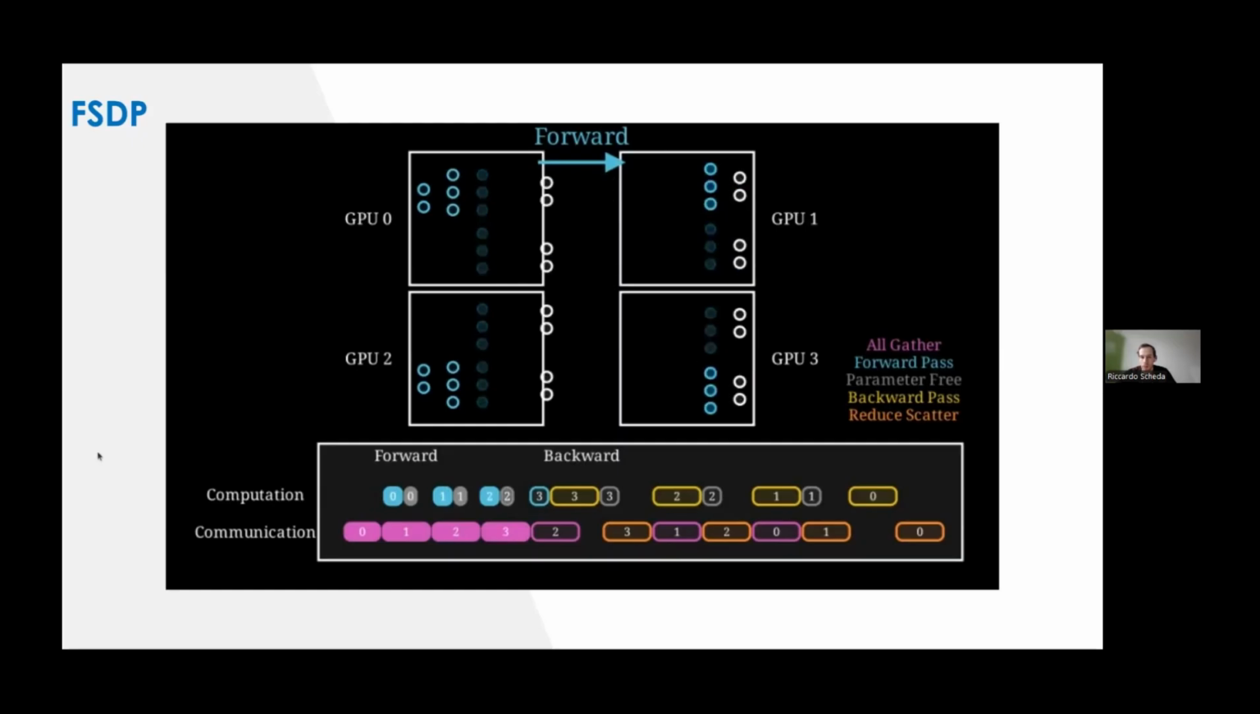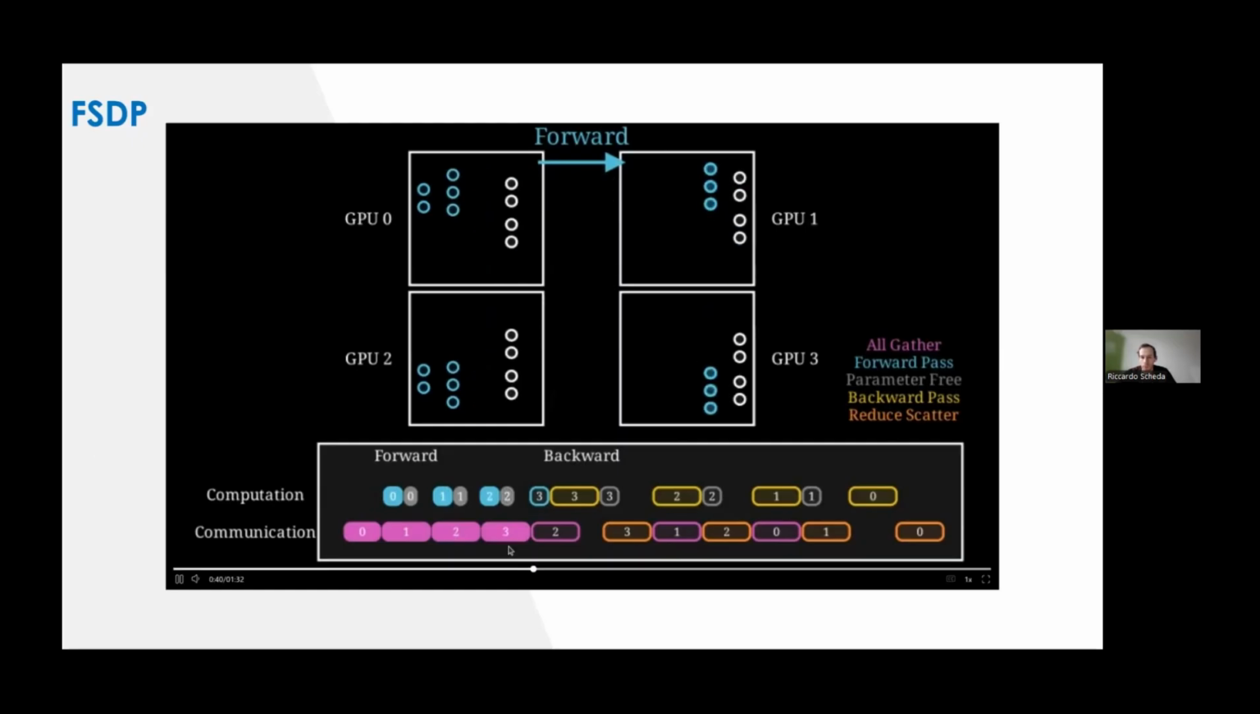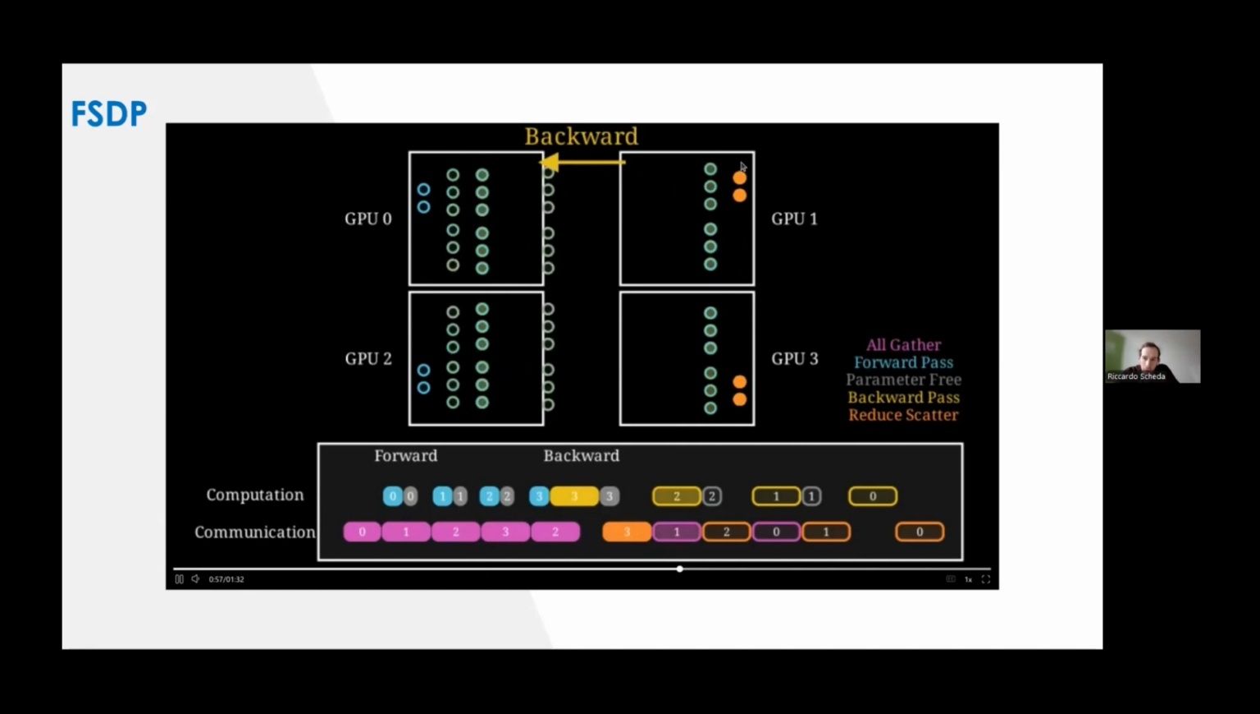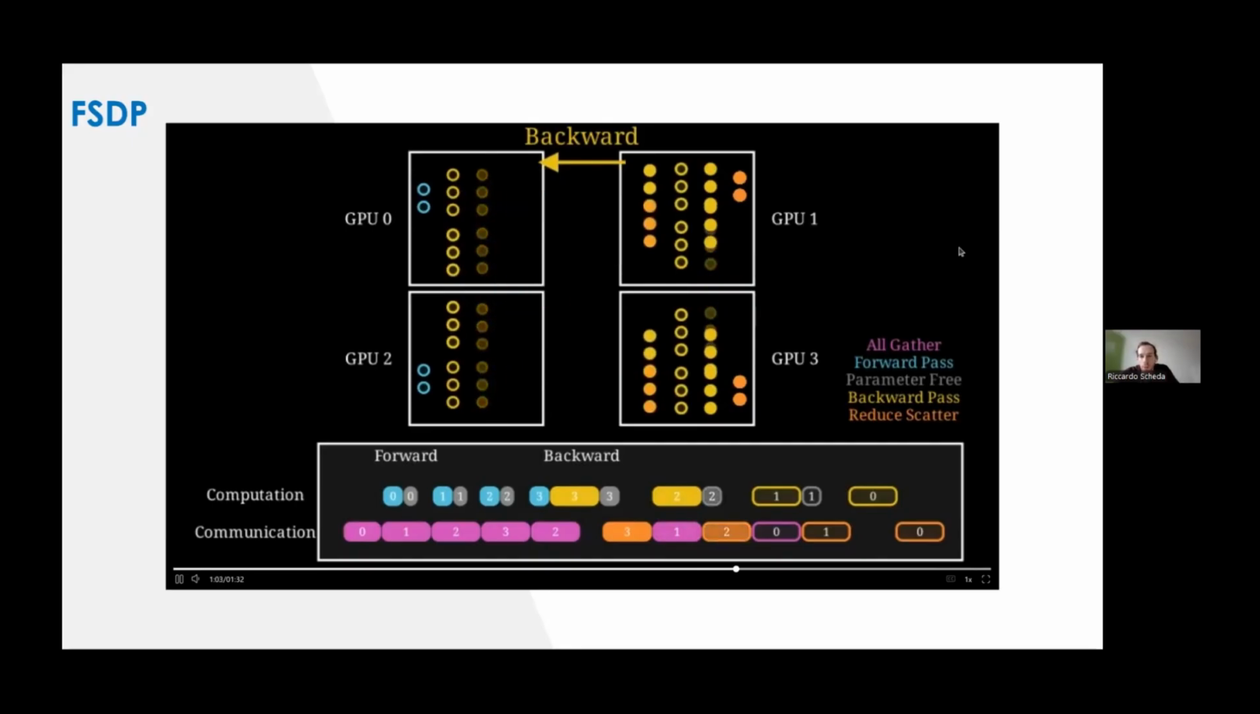After that, we have to make the backward pass, in which we can see that at the end, when the last layer is updated, only the GPU 1 and GPU 3 have the last layer.